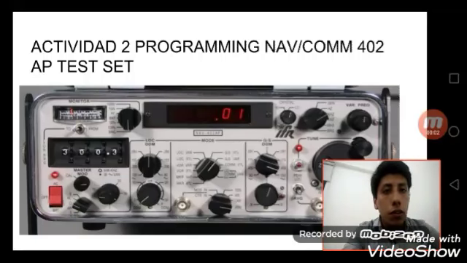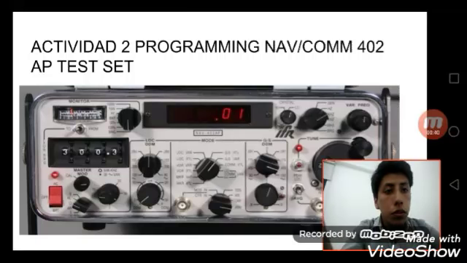Well, in the second activity, we programmed the NAPCOM 402 APTC. The ramp test equipment is used for ramp tests, simulating various signals. For example, the board system works with 5 signals: the carrier frequency, subcarrier, identification tone, the reference signal, and variable signal. Therefore, if one of these signals fails, no signal would be obtained.